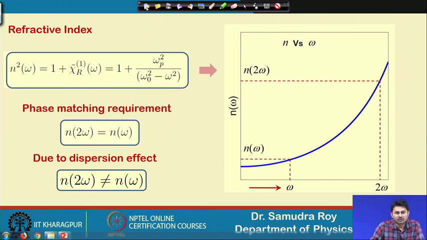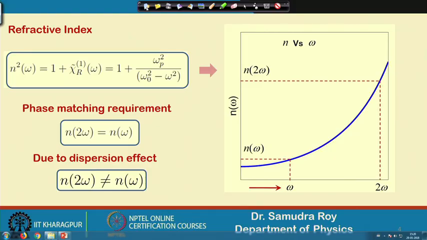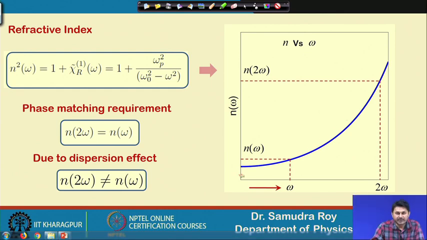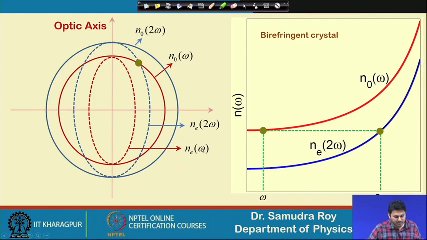Also, in the previous class we found that the refractive index is a function of omega, and as shown here in the picture, it changes with respect to omega. When it changes with respect to omega, there is no way that we can have phase matching. So, due to dispersion we never have n of 2 omega equal to n of omega. Then what should we do?